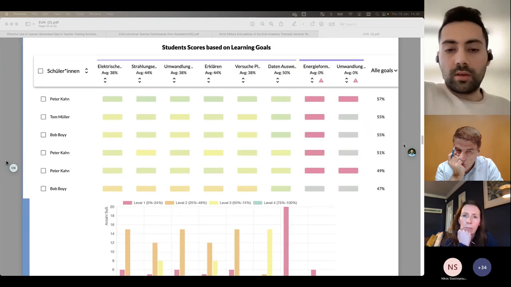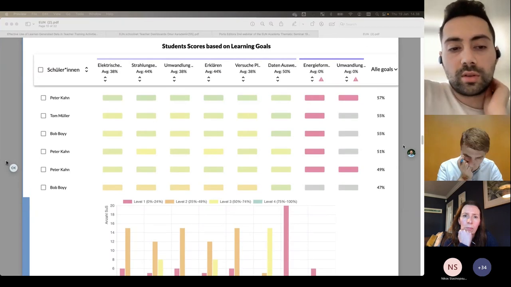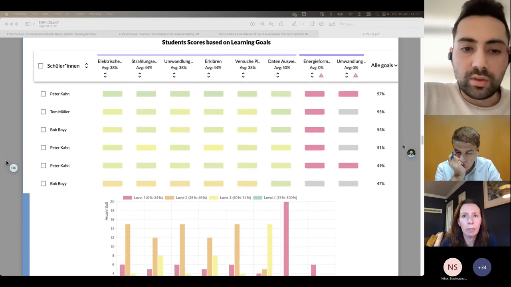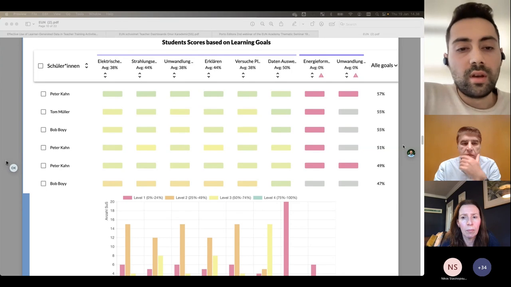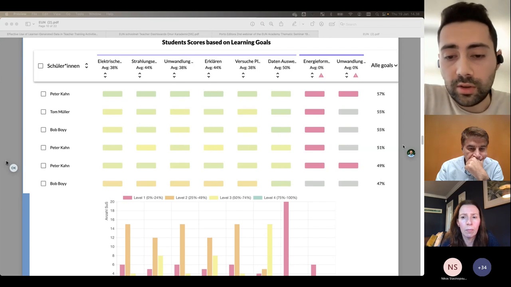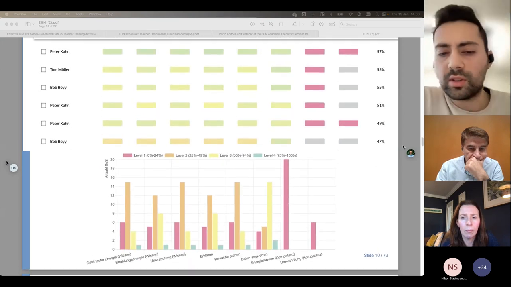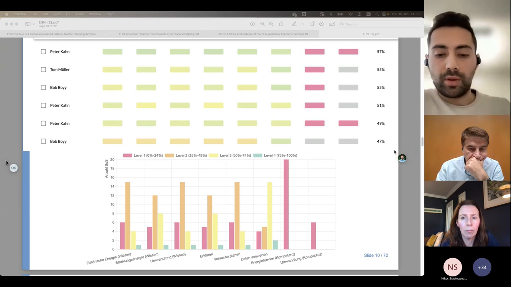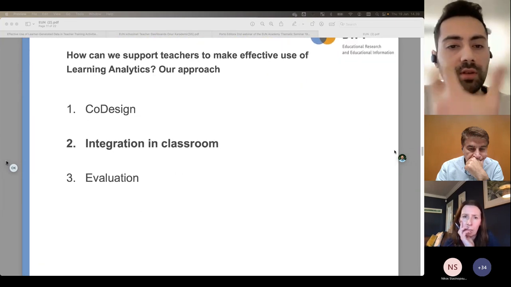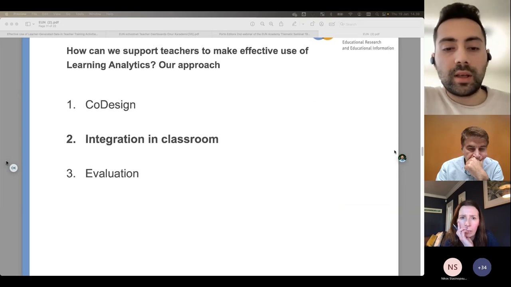In the next slide, you see a different view. For example, here you can see how students performed in different learning goals. This is about energy learning: electric energy, radiant energy, and energy transformation, for example. It's in German, so that's why it's all in German. But the concept is that we have different learning goals and we visualize on which level the different students are. We can also see in the visualization in the second part the distribution of every student in the different topics. So this is the prototype we developed. And the next part would be the teacher training.